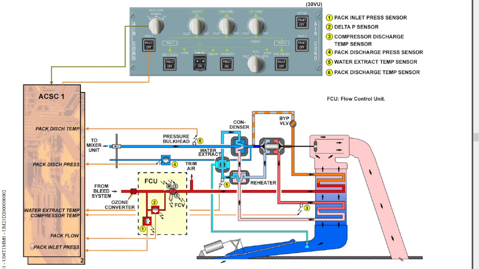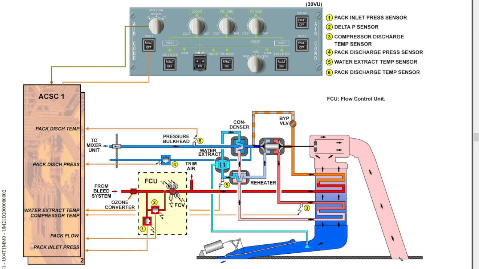Why we call it a pneumatic valve is that it's normally spring loaded to close. So even though the solenoids are energized, it will not open unless you have air from the bleed system. Okay, so that is the story of the flow control unit. I think we discussed all the subcomponents here.